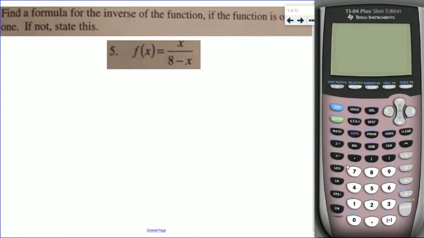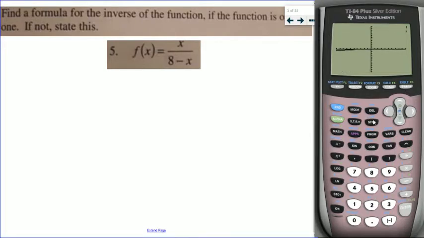Okay, so get out your calculator. To graph this guy, we're going to turn the calculator on and go to y equals, and we're going to plug in exactly what this function is. So f of x is our y, and then we're going to type in x divided by the quantity 8 minus x, with the numerator in parentheses. Then we're going to take a look at this guy and see if it is one-to-one.